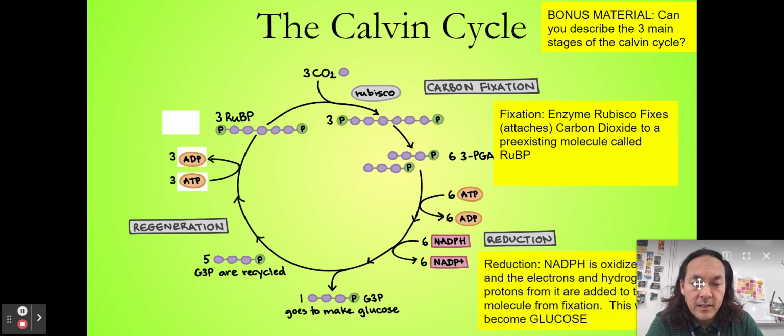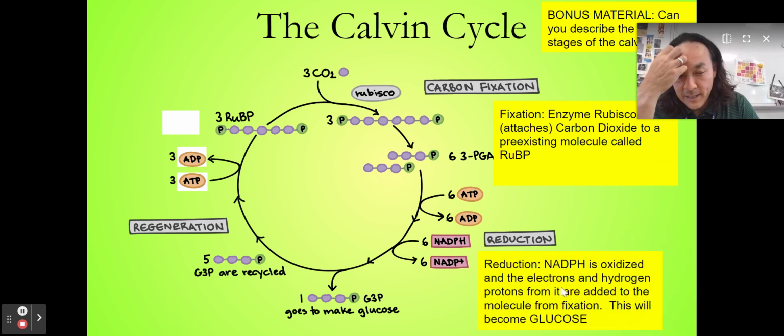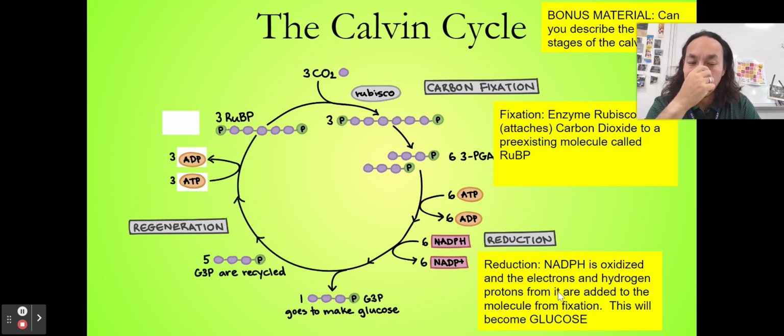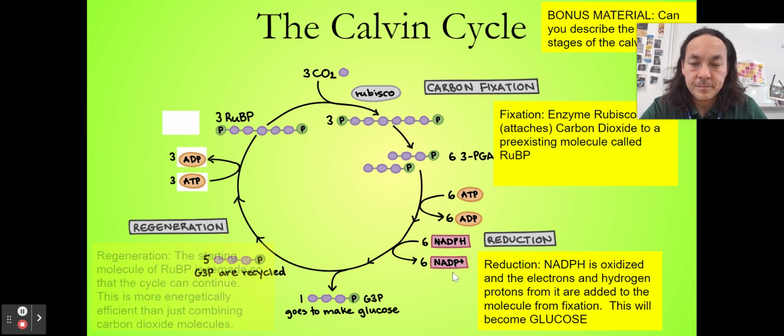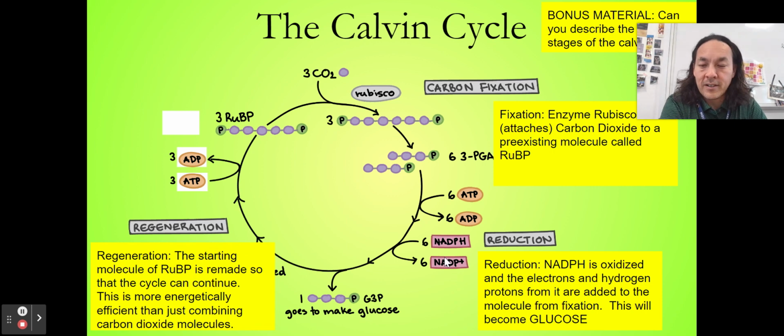In reduction, the important part here is that NADPH loses electrons and hydrogen protons, and they're added to this molecule that's made from fixation. That's going to become glucose. The energy here is rearranging bonds as it's making the sugar. In regeneration, the starting molecule is made again so that the cycle can continue indefinitely. All right, this is more efficient than just combining together a whole bunch of CO2s. So it's nature's way of making sugars.